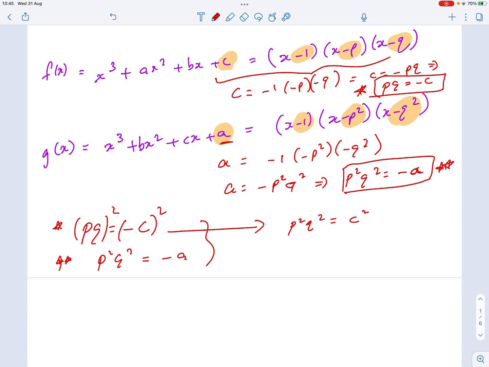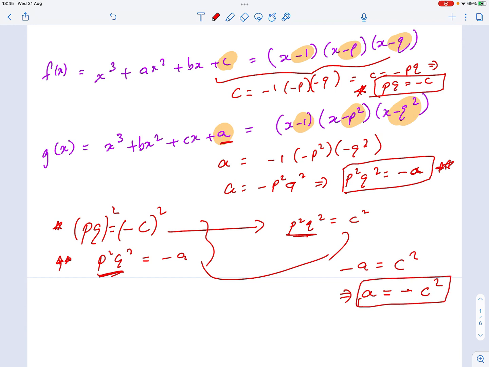I'm squaring both sides, and since this is also p squared, that means minus a is equal to c squared. Therefore a is minus c squared, right? So if you find the value of c, let's say 2 or minus 1 or 1, you sub it in, we get the value of a. Now what's left? We have to find the value of b, right?